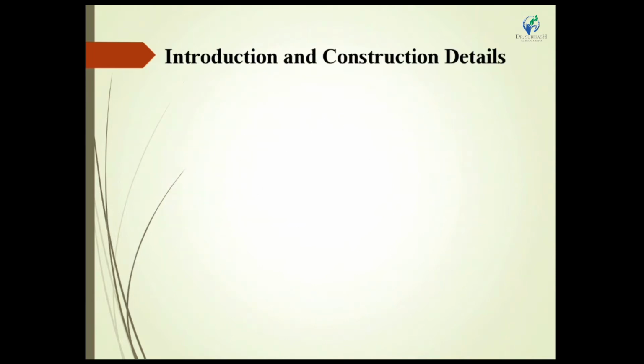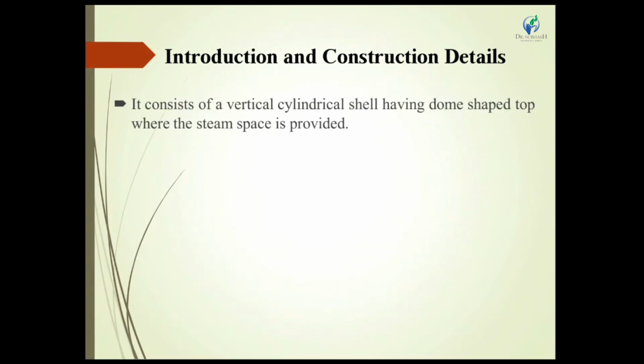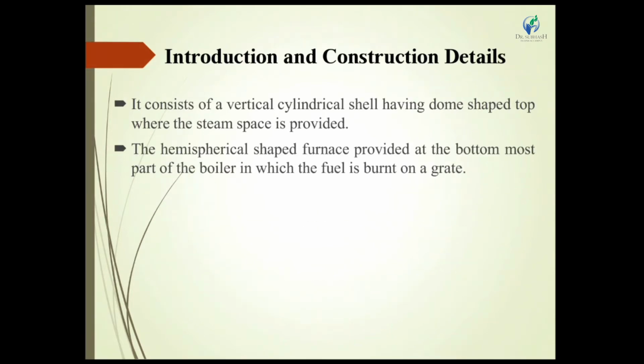Next, introduction and construction detail. It consists of a vertical cylindrical shell having a dome shaped top where the steam space is provided. We discussed this in our last topic, the simple vertical boiler. The top of the vertical cylindrical shell is used for collecting the steam. A hemispherical shaped furnace is provided at the bottom most part of the boiler, in which the fuel is burned on the grate.